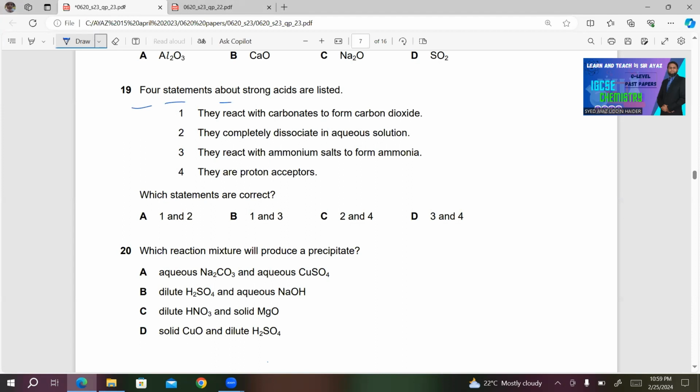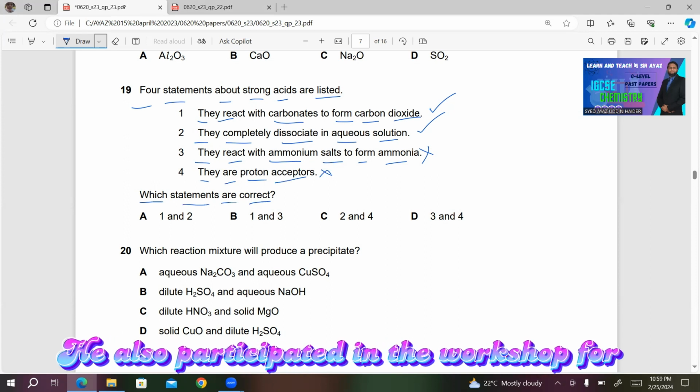Four statements about strong acids are listed. Number one, they react with carbonates to form carbon dioxide. This is correct. Number two, they completely dissociate in aqueous solution. This is also correct. Three, they react with ammonium salt to form ammonia. This is incorrect. Acid does not react with ammonium salts. Number four, they are proton acceptors. This is also incorrect because acids are proton donors, not acceptors. Which statements are correct? So 1 and 2 are correct. So A will be the right answer for this question.